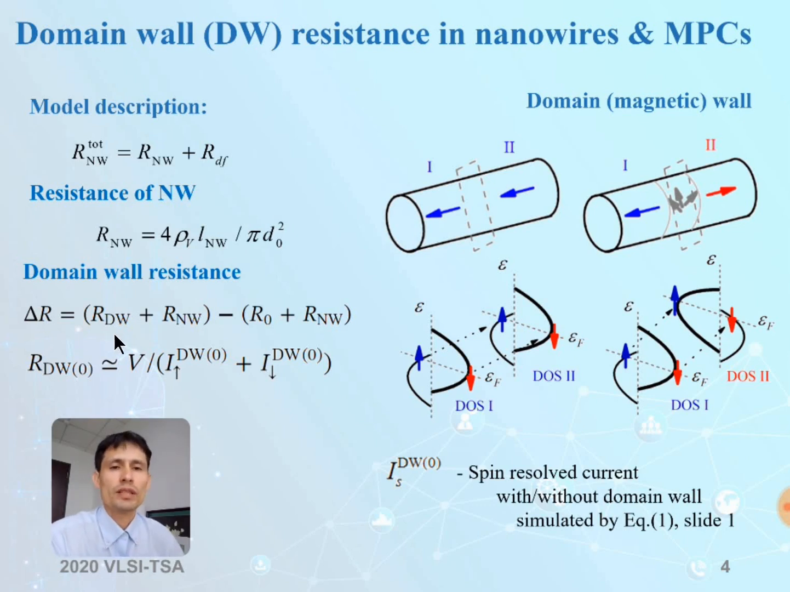Finally, the domain wall resistance is calculated by this equation, where the resistance from homogeneous parts becomes cancelled out, while the resistance of the defect is exchanged for the resistance with and without the domain wall.